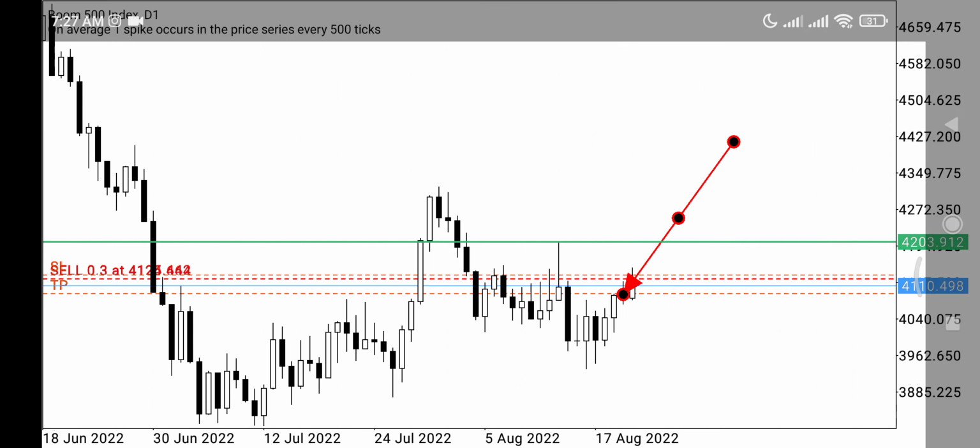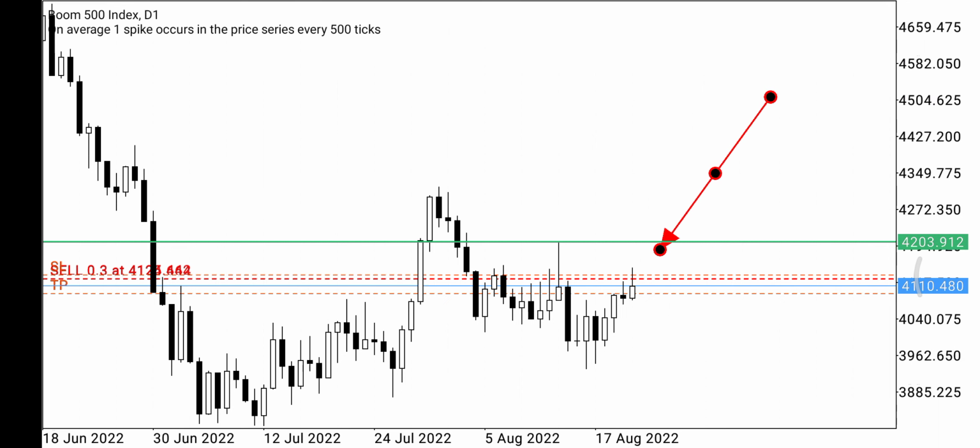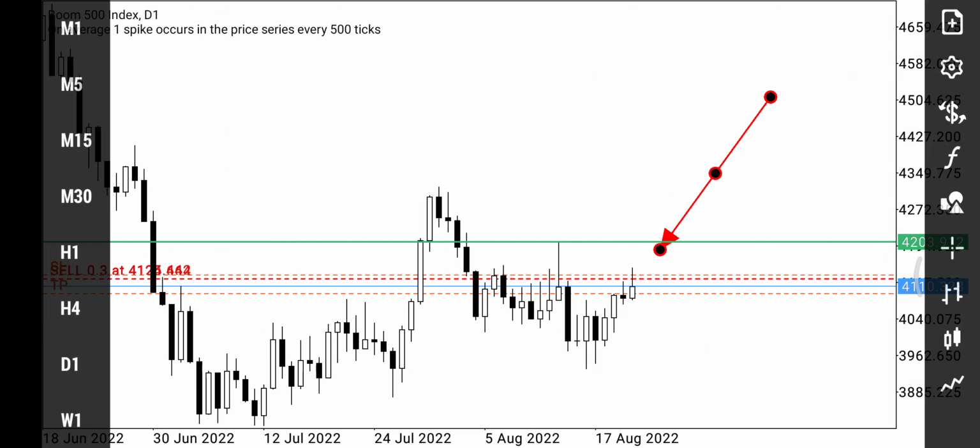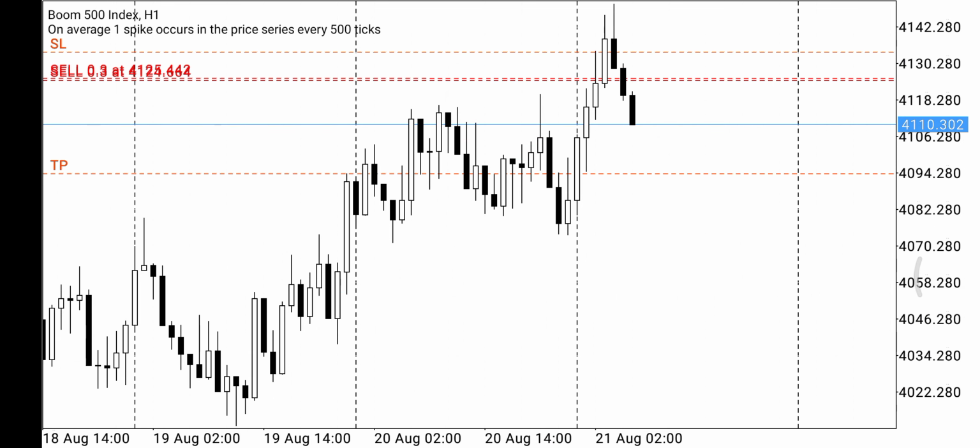So if you use 4 hours as your major structure, you can come to your 30 minutes, 15 minutes to look for your minor structure and your entry. And if you use daily, you can use your 1 hour and 30 minutes as your entry. So now let's start this. How did I get this entry? I didn't start this analysis on my 4 hours or daily. I actually use my 1 hour.